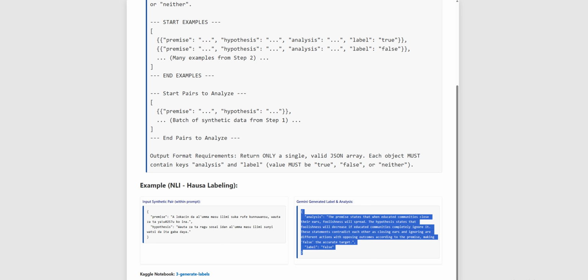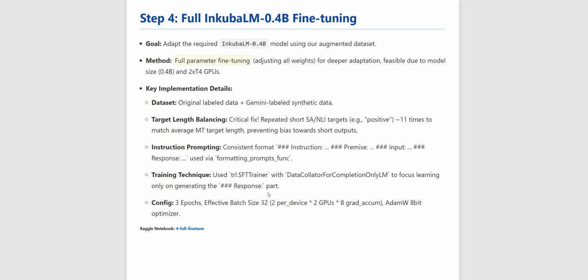Step 4 was where everything came together: full fine-tuning of the InkubaLM 0.4b model. The goal was to adapt this required model using our augmented dataset. I used full parameter fine-tuning, adjusting all weights for deeper adaptation. A few key implementation details.